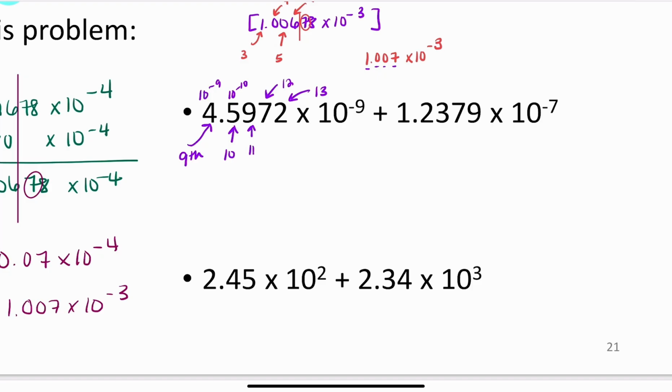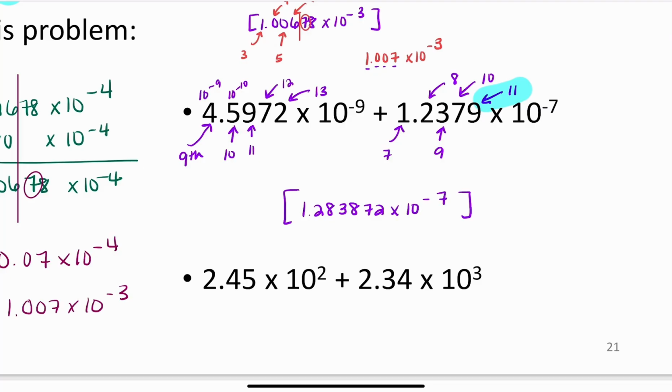Looking at the 1.2379 times 10 to -7, this is at the 7th decimal place. 8, 9, 10, and 11. This is the least precise. It's less precise than 13. So my final answer can only be precise to the 11th decimal place. I plug this in my calculator, and I get a calculated answer of 1.283872 times 10 to the -7.